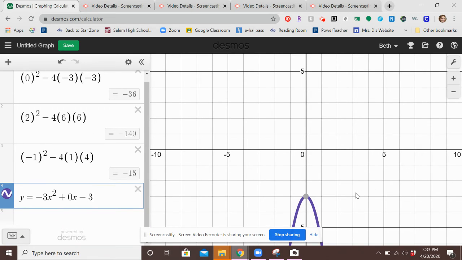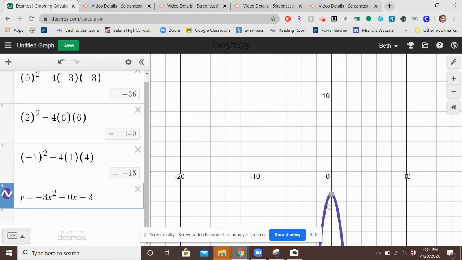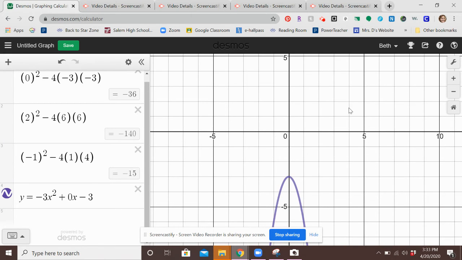Now, I didn't do anything wrong here. What you notice is that the function does not hit the x-axis. Remember, solutions to a quadratic live at the x-intercepts, and this has no x-intercepts. So we would say it has no solution, but really it just has no real solution. It does have imaginary solutions.